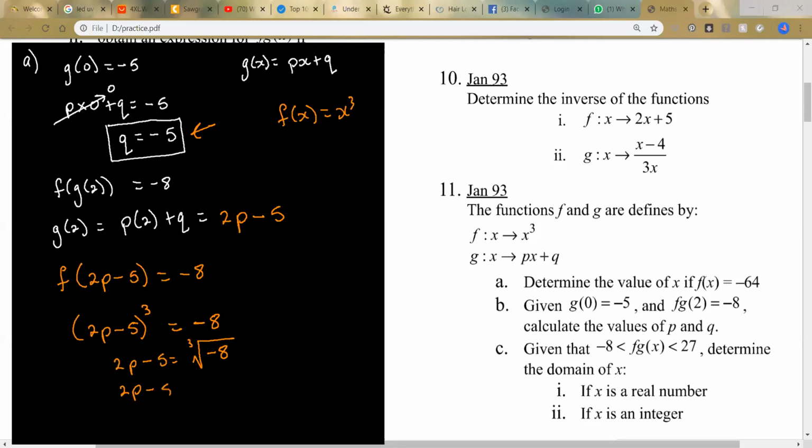What's the answer? I know the answer, but what's the answer? 4. Nah. Minus, hold on. Minus 2. Right, correct. Minus 2.